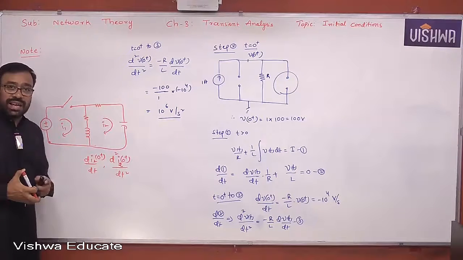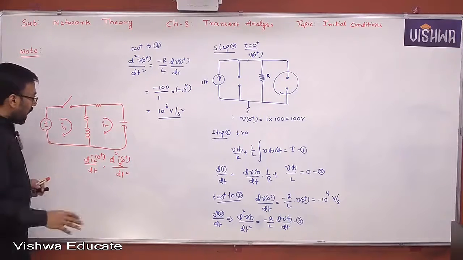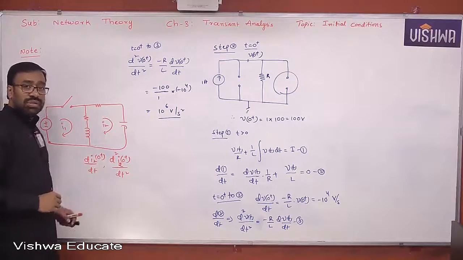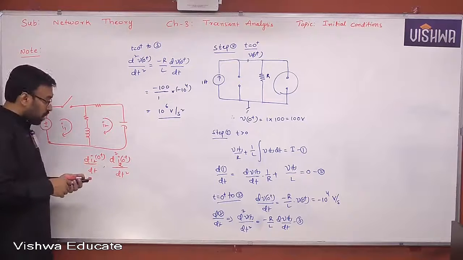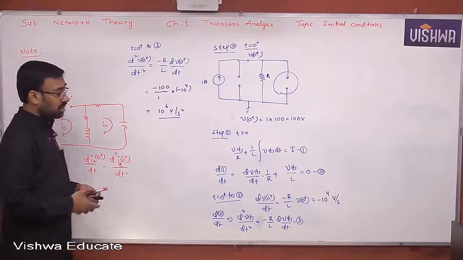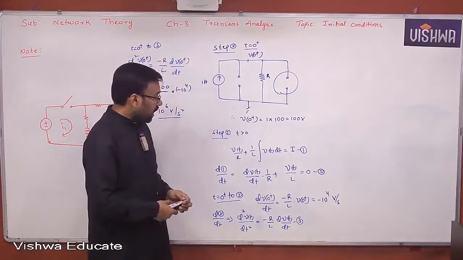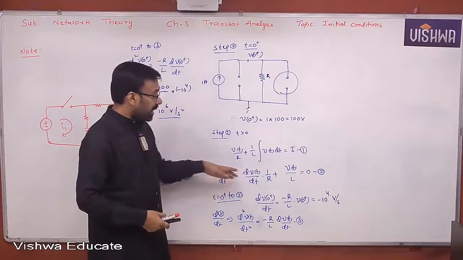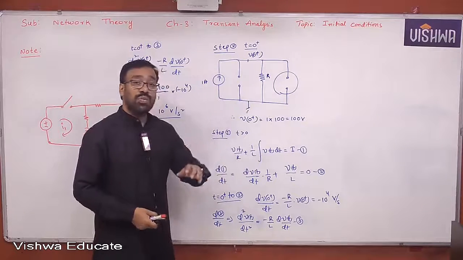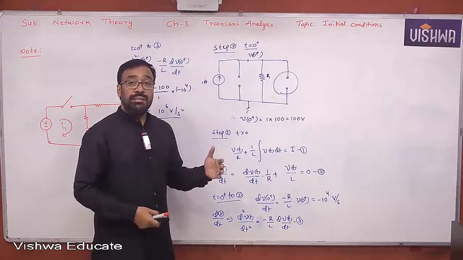How do you find it again? Whenever you are asked to find the derivative terms, usually you are supposed to obtain the differential equation in terms of the desired quantity. For example, if you require dV of 0 plus by dt, then the entire differential equation must be in terms of what? dV by dt only.